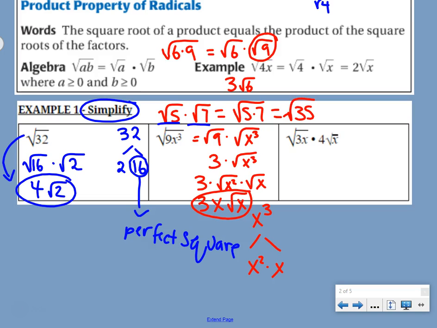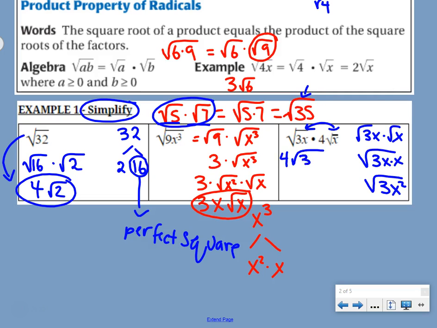It does get more complicated when there are letters involved. All right, so then 3x times 4 times the square root of x. We want to start by getting these two radicals together. So like in this example, when we had two separate radicals, we can put them underneath one radical. We can actually say that the square root of 3x times the square root of x is equal to the square root of 3x times x. So really this is 4 times the square root of 3x squared.